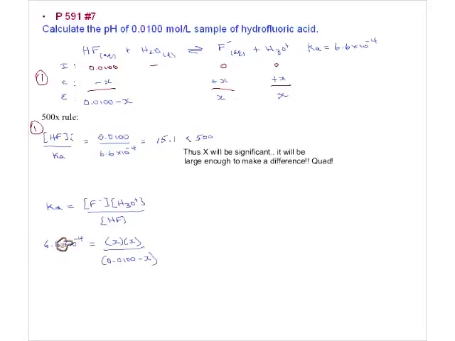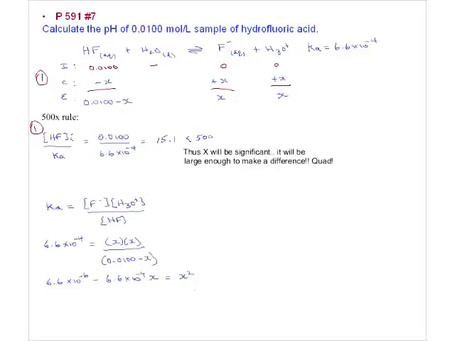going to multiply 6.6 times 10 to the minus 4 right here to get that, and then you're going to multiply it here by minus X, and you're going to be left with X squared on top. So when we do this and simplify it, this is what we end up with. So 6.6 times 10 to the minus 4 times 0.01, 6.6 times 10 to the minus 6, minus 6.6 times 10 to the minus 4 times X. And this is equal to X squared on top.